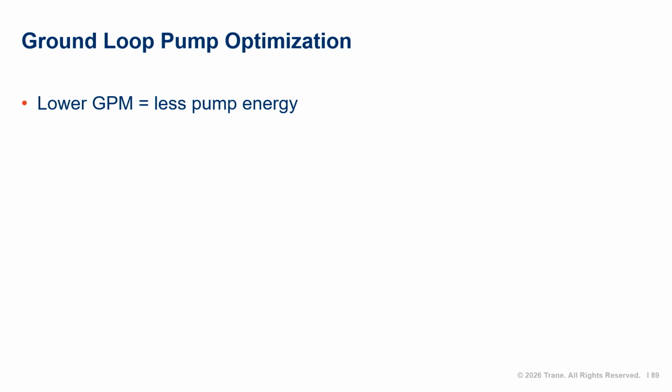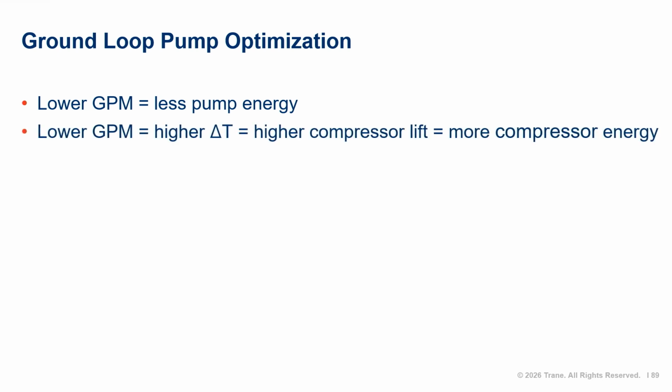One way to improve the system performance is by finding the optimal speed and flow rate for the ground loop pumps. This concept is similar to cooling tower optimization. Lower flow rate through the ground loop results in less pump energy. At the same time, lower flow rate means higher delta T on the heat pumps, which raises the compressor lift and increases the compressor energy.